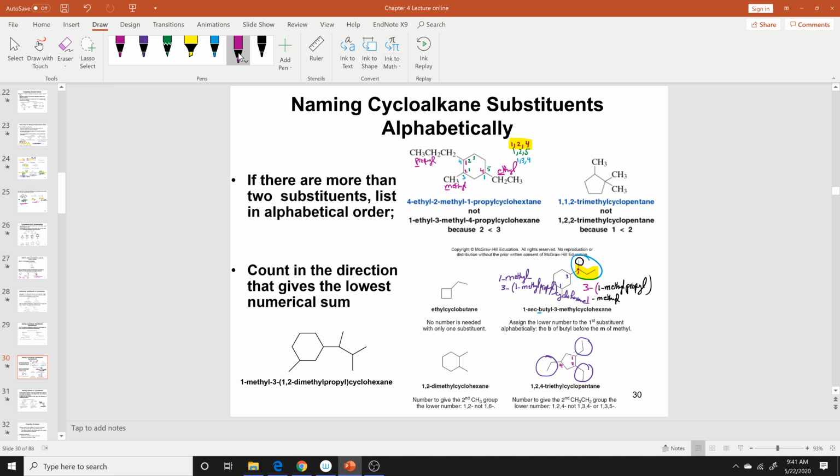3 of them. So I have to have 3 numbers. And this is going to be tri. Please don't forget the prefix in there. So this is going to be tri and then ethyl cyclopentane. Okay. This is another example in here.